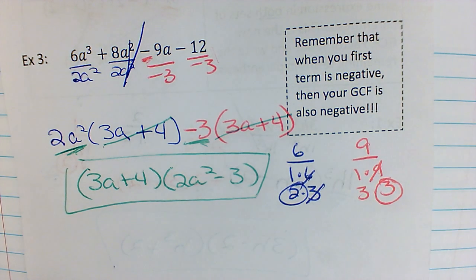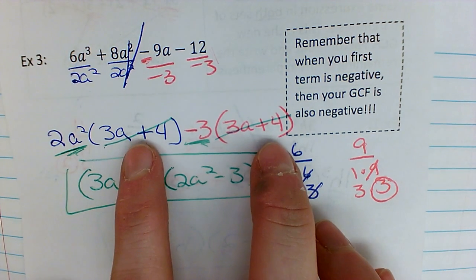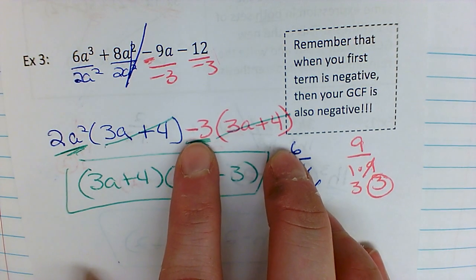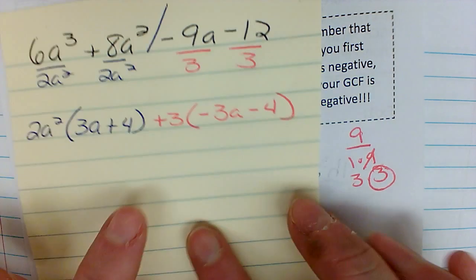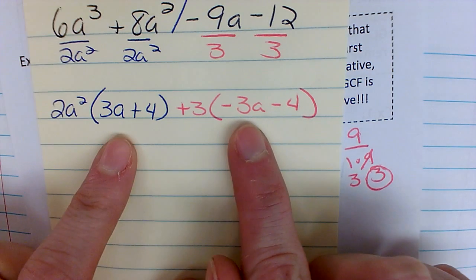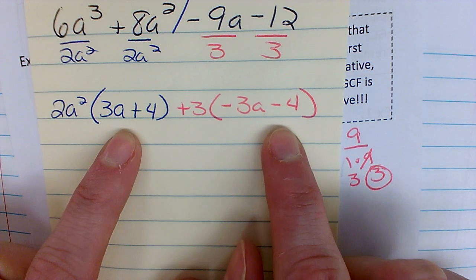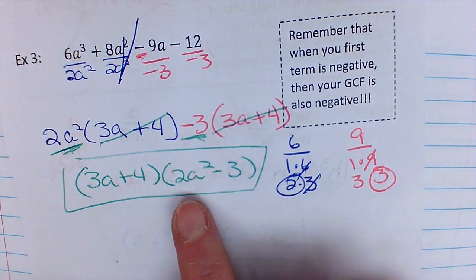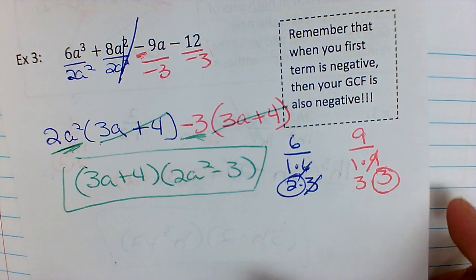Now remember that the goal is to get the exact same thing in both sets of parentheses. If you had accidentally taken out a positive 3 right here instead of a negative, look what would have happened. You would have had almost the same thing in both sets of parentheses, but they've got the wrong signs. So if that happens to you, you know you probably should have actually taken out a negative.